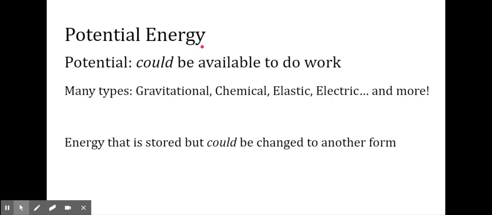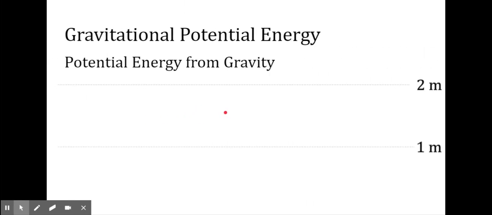In this video, we're talking about potential energy. And we have a lot of different types, including gravitational, chemical, elastic, electrical, and so on. We are mostly going to focus on gravitational energy. Basically, it's energy that is stored in one form, but we could change it to some other form of energy, like thermal energy, which is heat, or kinetic energy that we learned about in our last video.